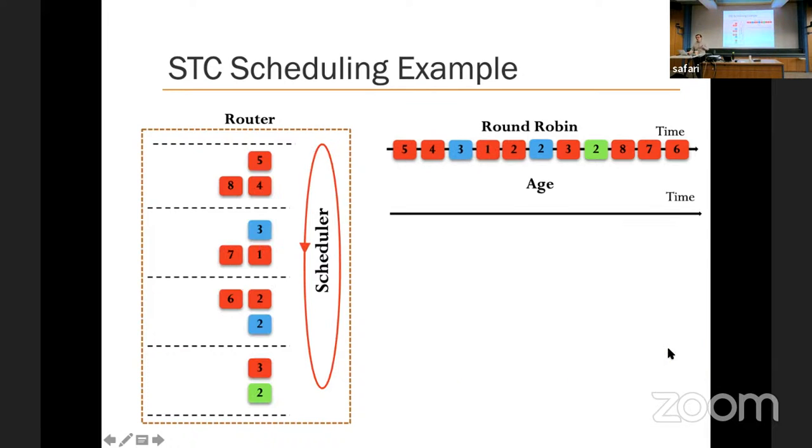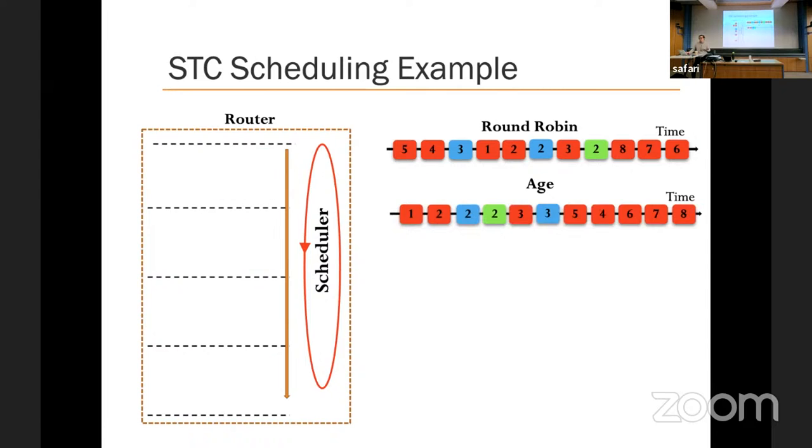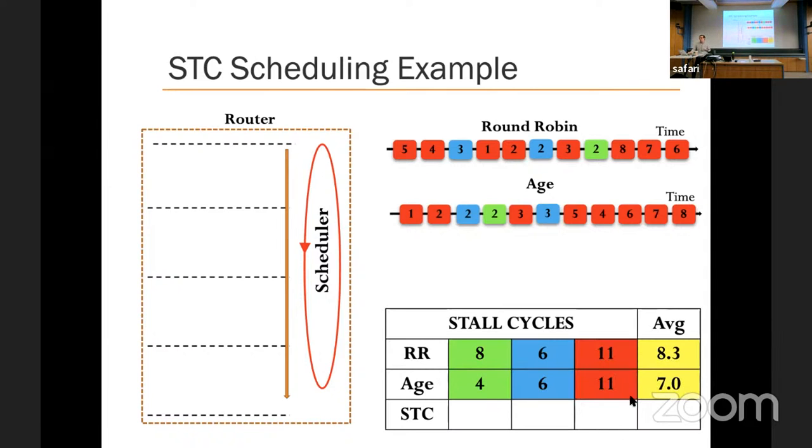Let's take a look at what happens if you do age-based scheduling. If you do age-based scheduling, you pick the one that's the oldest. And these are marked in terms of the old one. So one goes first, two goes next. These are the ages, basically. Actually, these are the batches and ages, if you will. Let's assume that you break the ties based on some other age that's not shown here. So this is what you get. So stall cycles are still not good, as you can see. The average is 7.0.